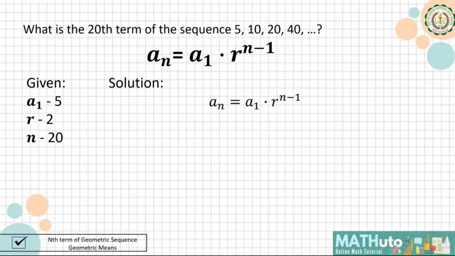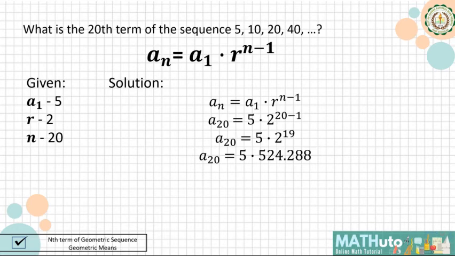Using the formula, let us substitute the given. A sub n, a sub 20, is equal to a sub 1, which is 5. The ratio is 2, and n is 20 minus 1. Simplifying the exponent, that is a sub 20 is equal to 5 times 2 raised to 19. Then, let us simplify 2 raised to 19.